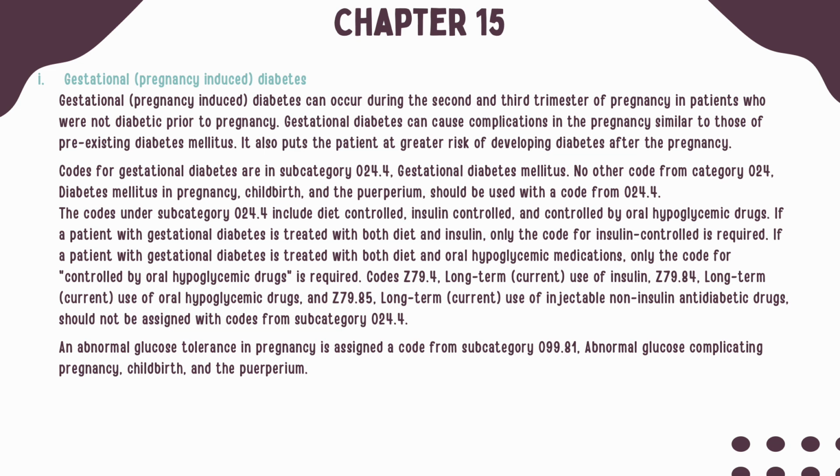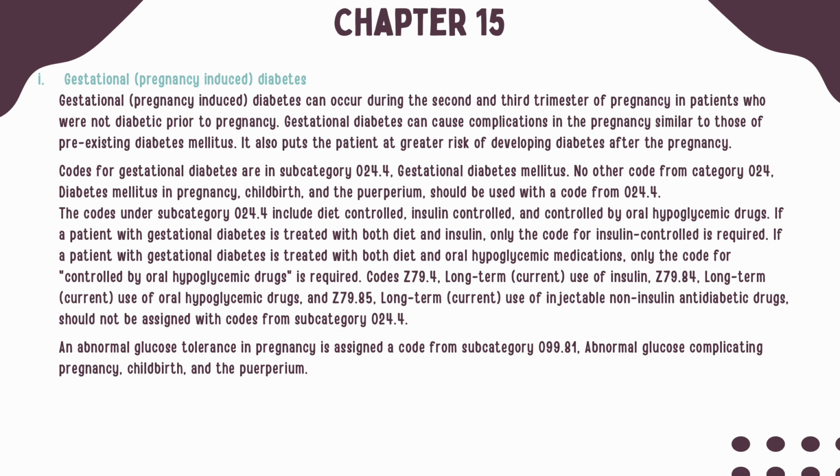When gestational diabetes is present, a code from subcategory O24.4 should be assigned. It is important to note that there are no other codes from category O24 that should be assigned together with O24.4. Codes from O24.4 will include whether the gestational diabetes is diet controlled, insulin controlled, or controlled by oral hypoglycemic medications.